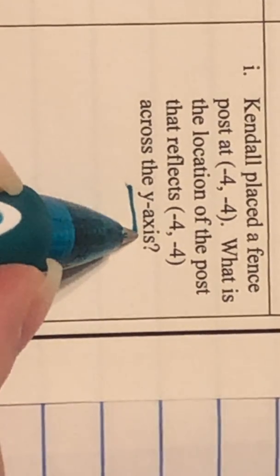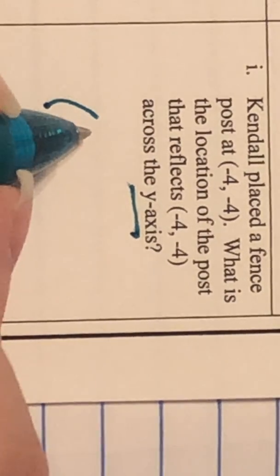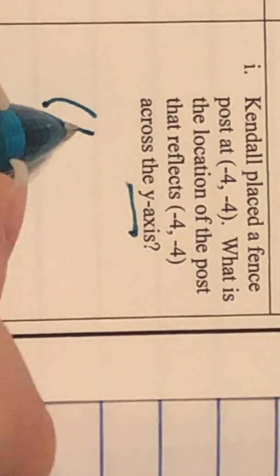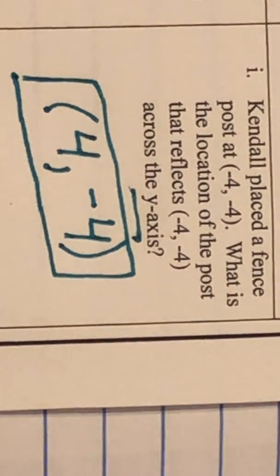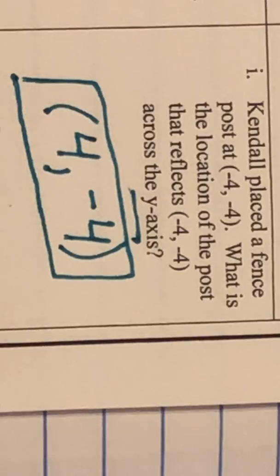Letter I says Kendall placed a fence post at -4, -4. What is the location of the post that reflects -4, -4 across the y-axis? So again, y-axis, my y-coordinate stays the same. My x-coordinate is the opposite, so the opposite of -4 is 4, and my y value stays the same. And that is the end of lesson 6.